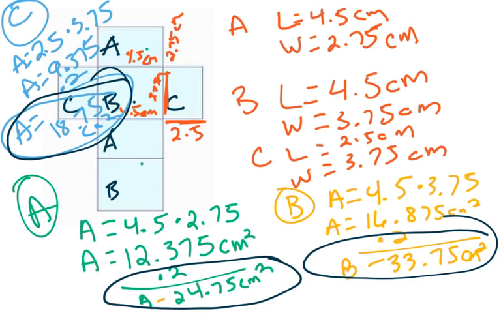Total surface area is equal to 77.25 centimeters squared. Okay, so that is how we use a net to find the surface area of a rectangular prism. Okay, you're going to have another one of those in the Google slide notes for the week too. Okay, guys?